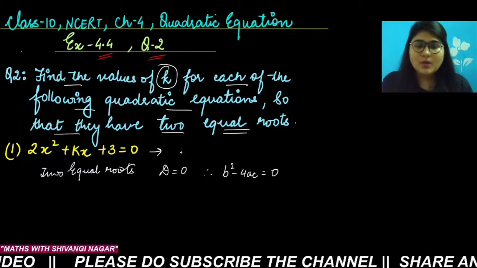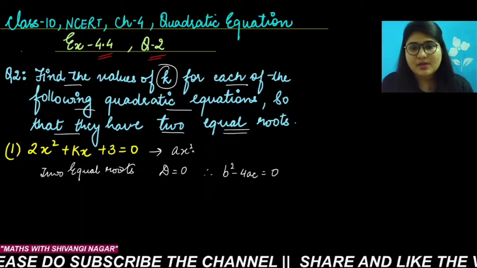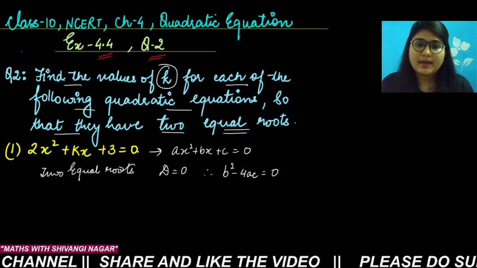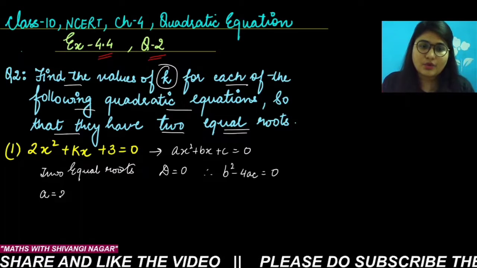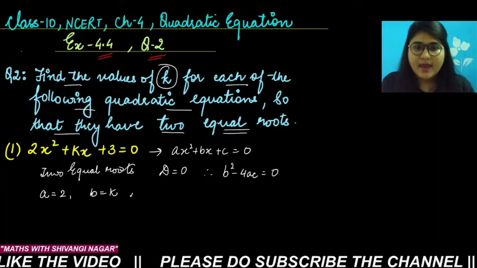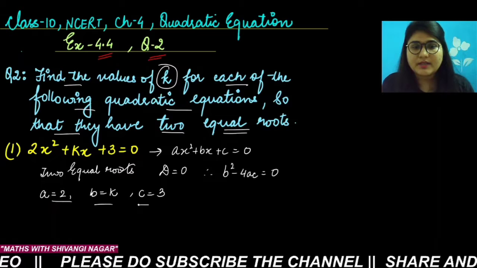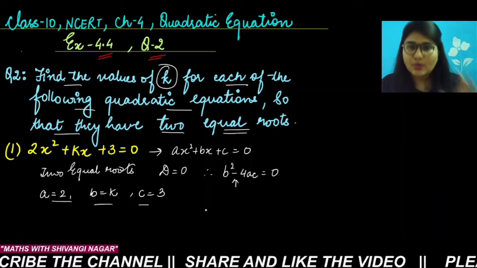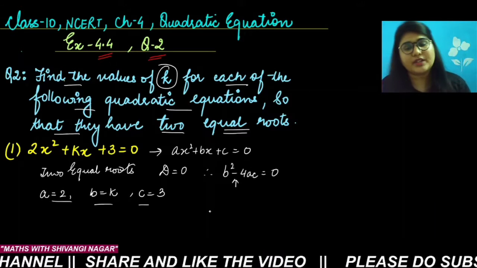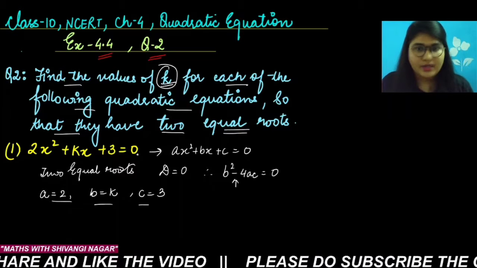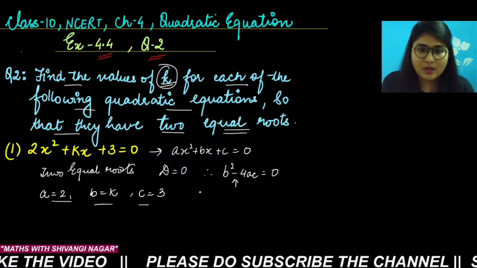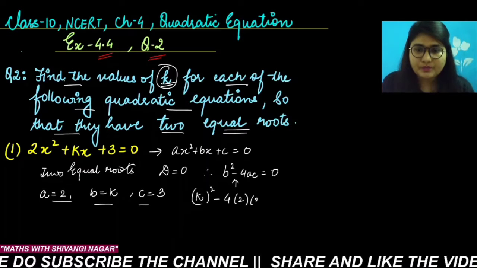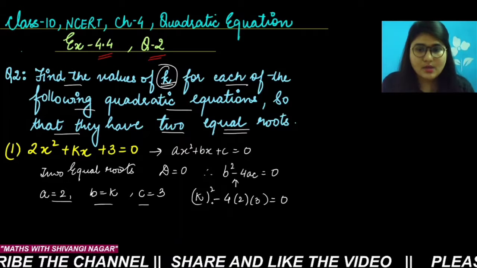If we compare this equation with the standard form ax square plus bx plus c equals 0, we get a is 2, b is k, and c is 3. On putting all these values in this expression, we will get an equation in the k variable, which is very easy to solve to get the value of k. So let's plug in all the values. We get k square minus 4 into 2 into 3 is equal to 0.